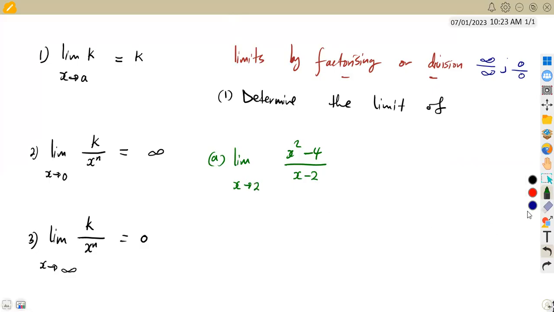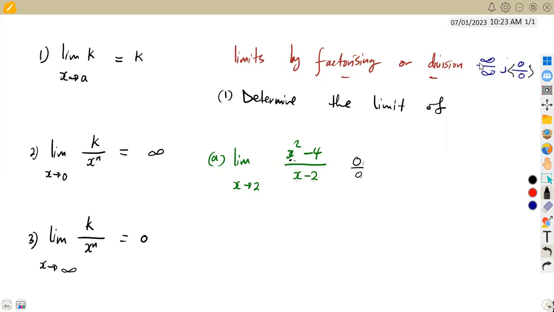The first thing that you do is you substitute the values that you're given. x is approximating to 2. So meaning to say here, we're going to put 2 in place of x. So as you can see, if you substitute on your calculator in place of x here, you put 2, that will be 2 squared minus 4, which is 0. Here it's 2 minus 2, which is a 0. We are obtaining 0 over 0 like this, which is a condition that we have on this part.